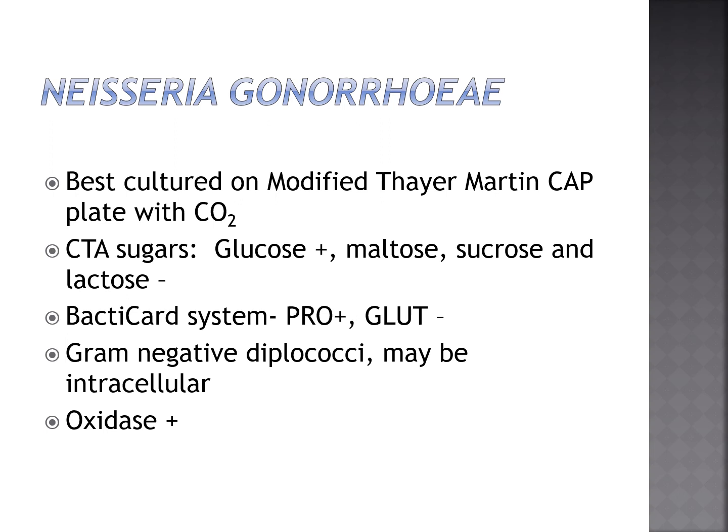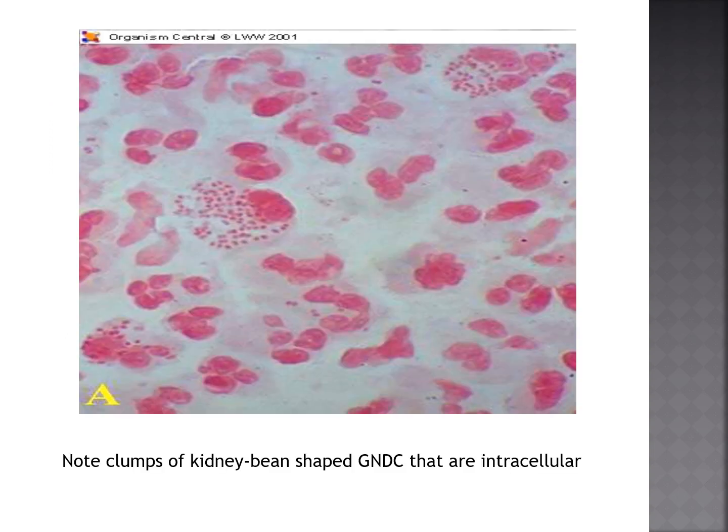You could also identify Neisseria gonorrhea by setting up the Bacticard test. The Bacticard is going to be Pro positive and Glut negative. If you were to gram stain Neisseria gonorrhea, you would find they are gram-negative diplococci, and they may actually be found intracellularly on a direct urethral gram stain. Neisseria gonorrhea is catalase positive and oxidase positive. So here is an image of Neisseria gonorrhea intracellularly placed inside of the polymorphonuclear cells. You can see that they are kidney bean shaped gram-negative diplococci that are intracellular.